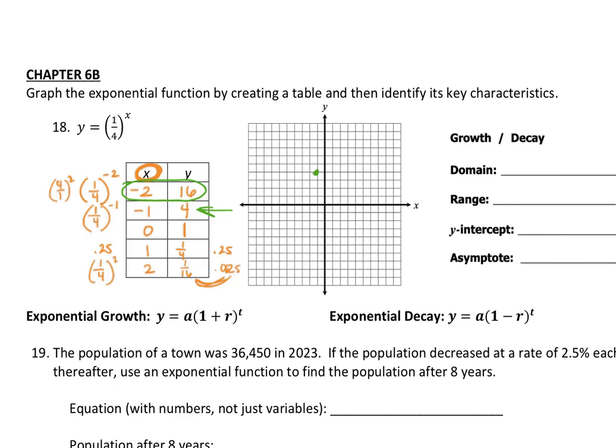Okay, so that's (-1, 4). (0, 1) is going to be right there. (1, 1/4) is going to be here. And then (2, 1/16) is going to be there. So notice what your graph is doing.